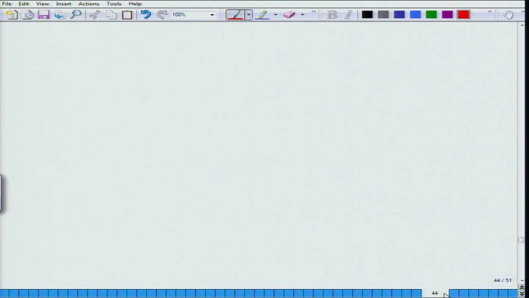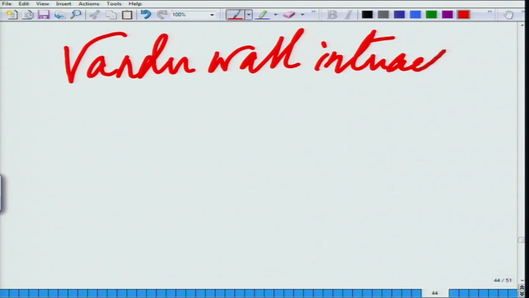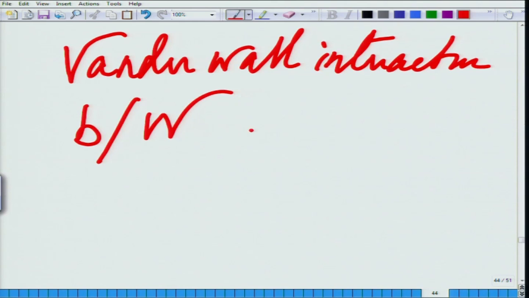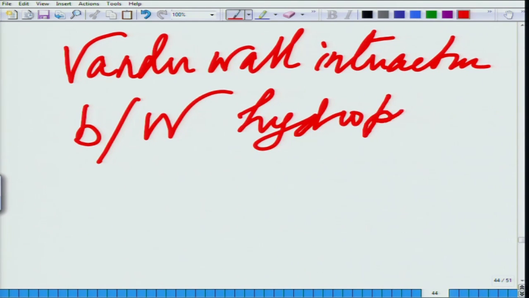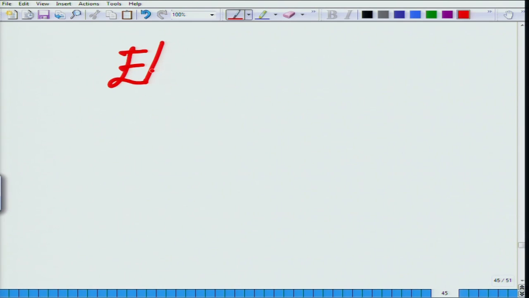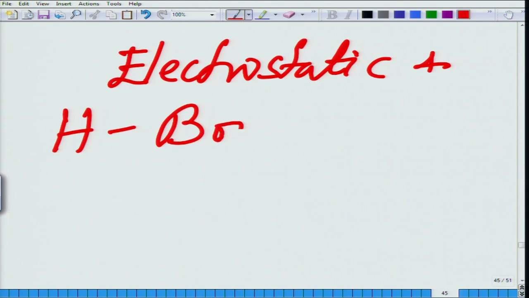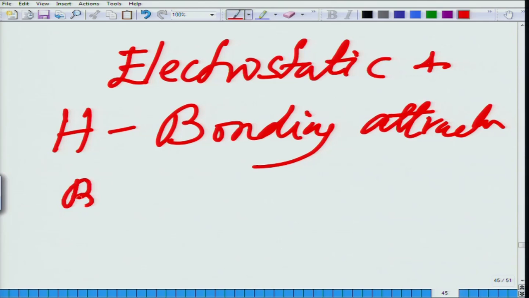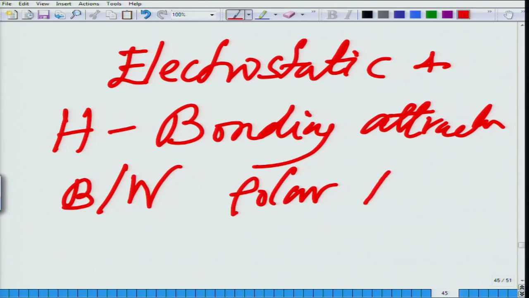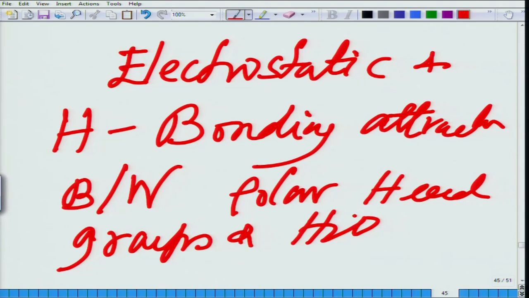The next thing is that there is a van der Waals interaction between hydrophobic tails. This is also a very critical feature. Then you have electrostatic and hydrogen bonding attraction between polar head groups and water. This is another critical feature.